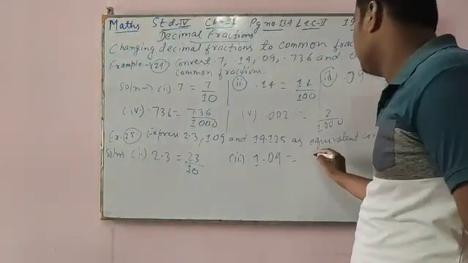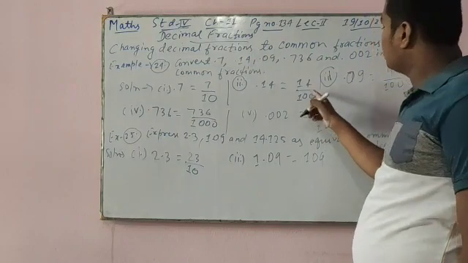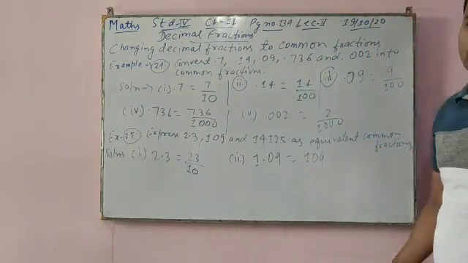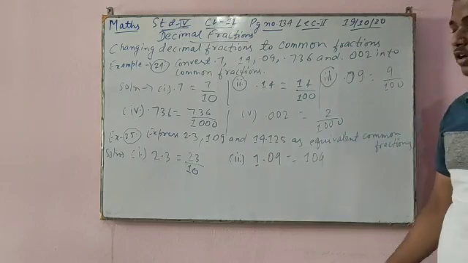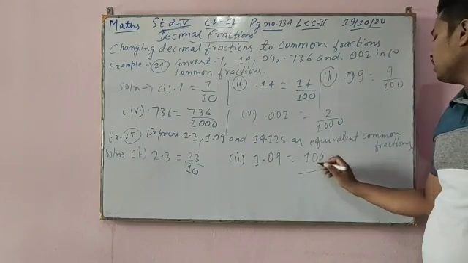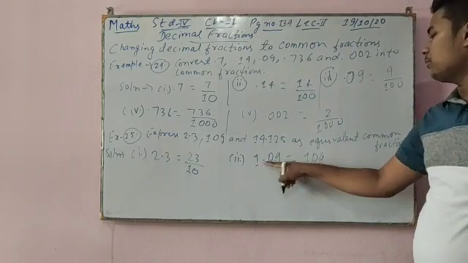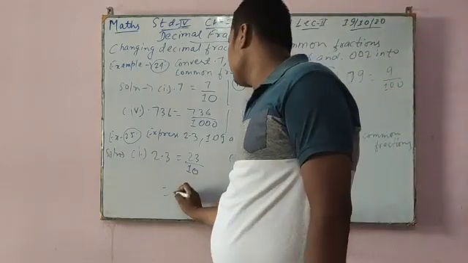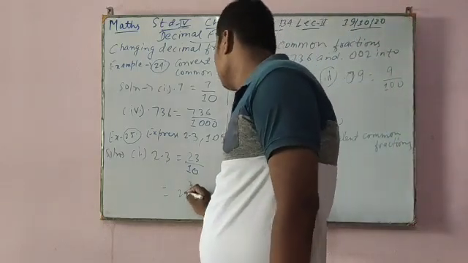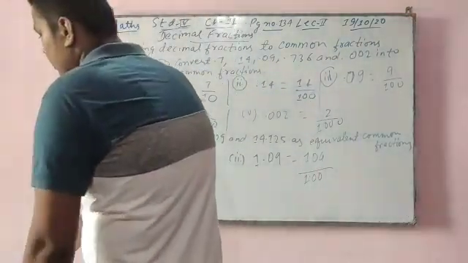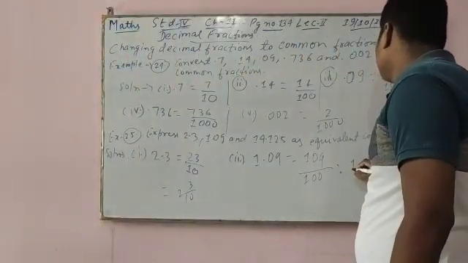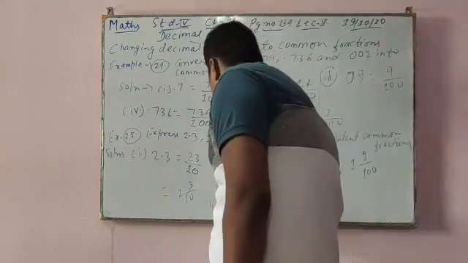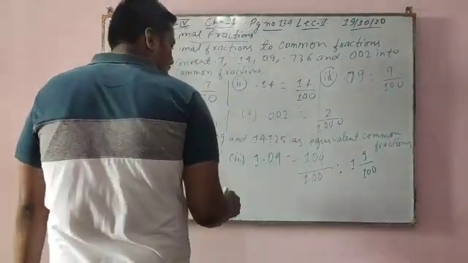Question number 2: 1 decimal 09. So here 1 and 9 will be written. See, I told you not to write 0 because before 0 there was no number. If there were any number before 0 then you can write it. Here I can write 109. Take the decimal as 1. After the decimal there are 2 numbers, so 100. You can change it into a mixed fraction also, like 2 whole 3 by 10 and 1 whole 9 by 100.